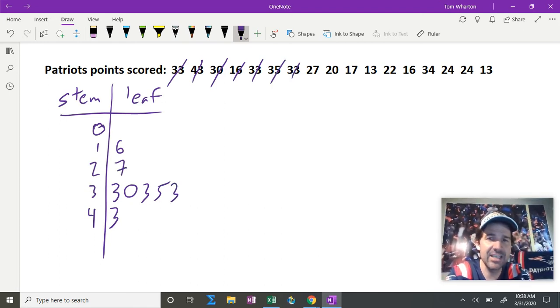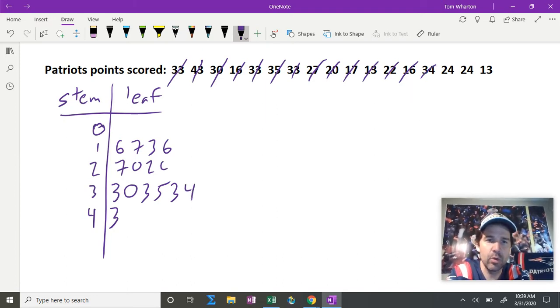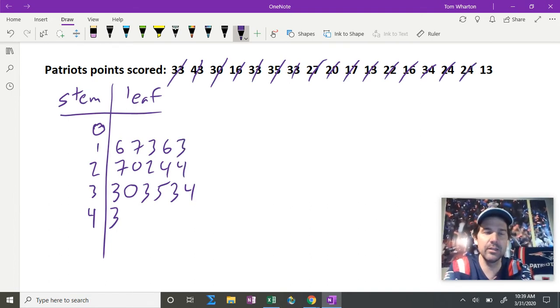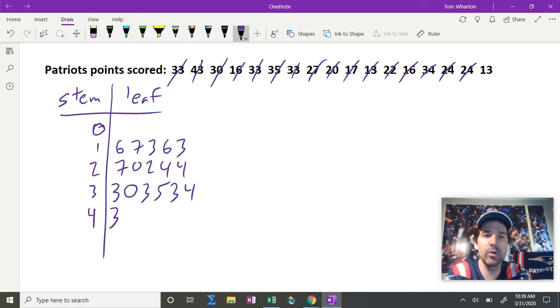a 27, a 20, 17, a 13, a 22, another 16, a 34, a 24, another 24, and unfortunately that 13 at the end there. So that's my unorganized stem and leaf.